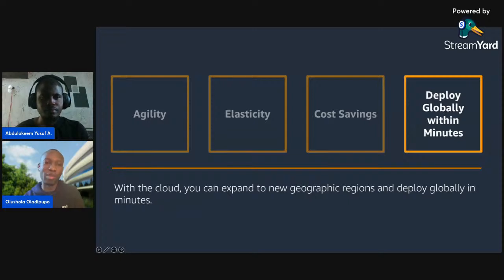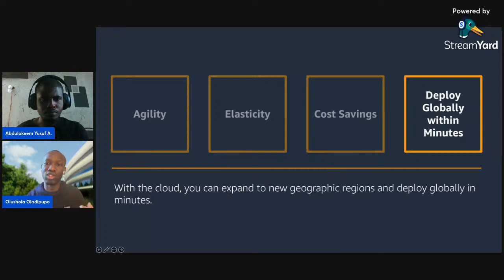Now, an example of a company that everyone will probably be able to relate to very well is Netflix. So almost all of us watch Netflix, right? Netflix has more than 260 million customers in over 190 countries, and it runs absolutely on AWS Cloud. You're able to go to whatever country, log into your Netflix account, and continue watching because of the deploy global within minutes benefit of the cloud native architecture.